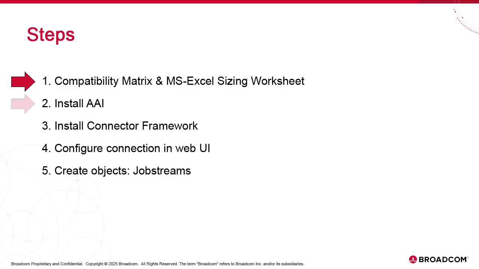Then we install AAI. We provide procedures for both Windows and Unix. You're free to install the one you need. Then we install the connector framework, again on both Windows and Unix. Once the connector is installed and configured, it should be able to communicate with the AAI server. The initial configuration in application.yaml supports communications between the connector and AAI.